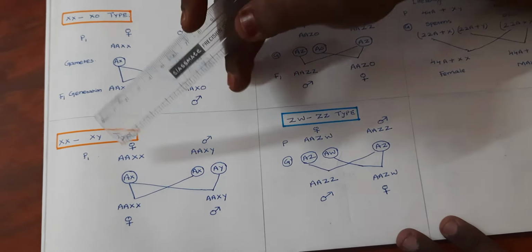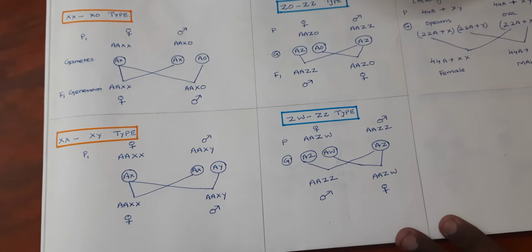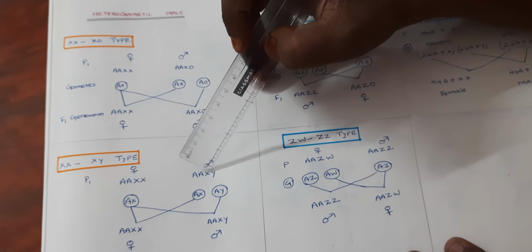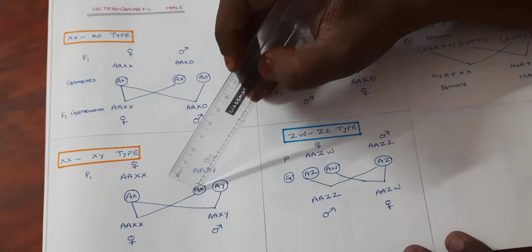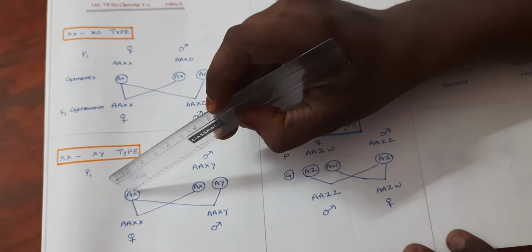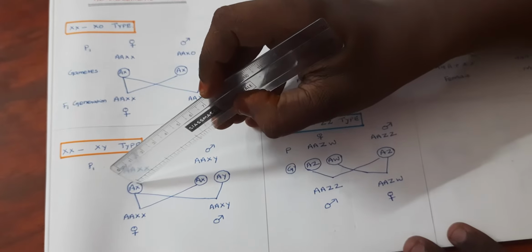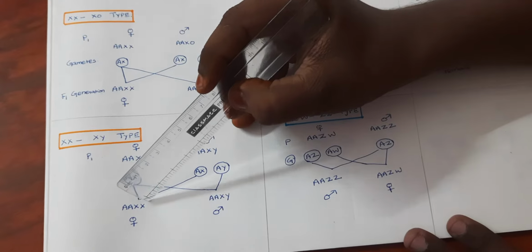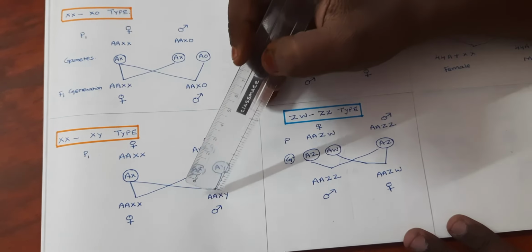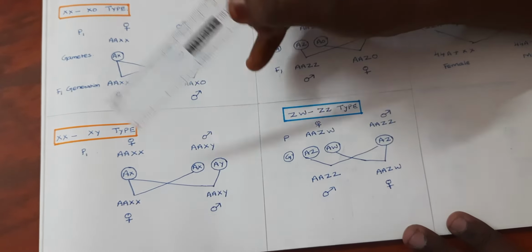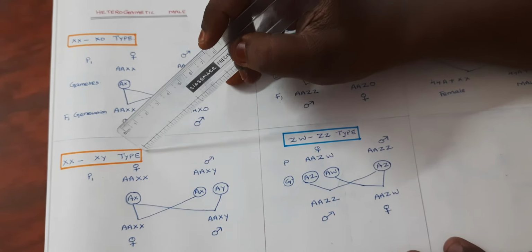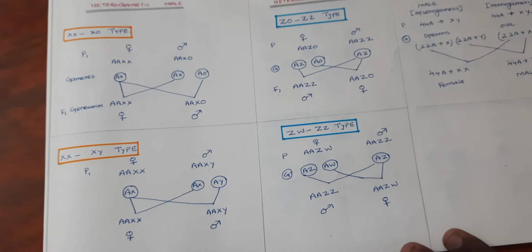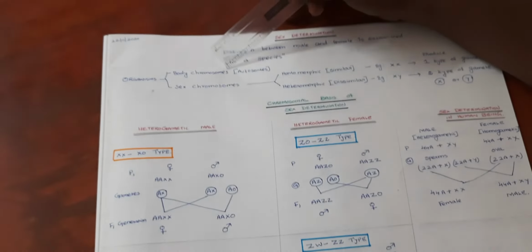AAXX is female, homogametic, and the heterogametic male is AAXY. The male here produces two types of gametes, the female produces one type of gamete. That one type of gamete combined with these two forms gives AAXX female and AAXY male. This is what the XX-XY type is. A will become common, hence A is nothing but the autosomes or body chromosomes.